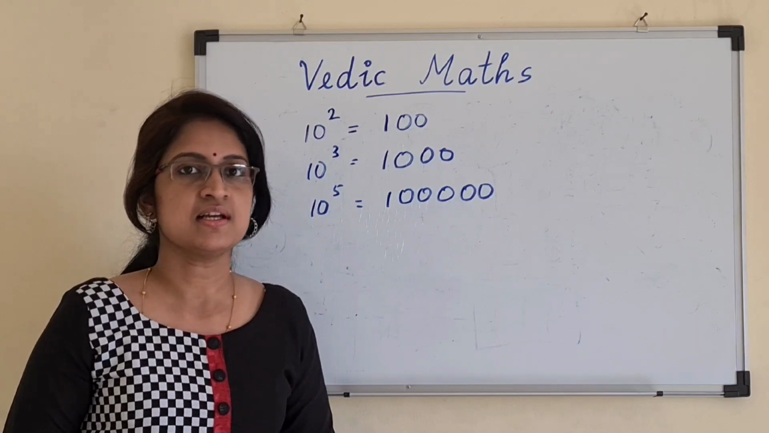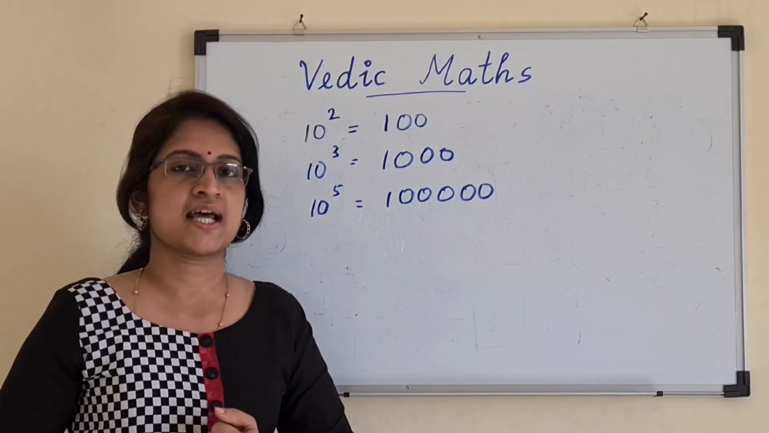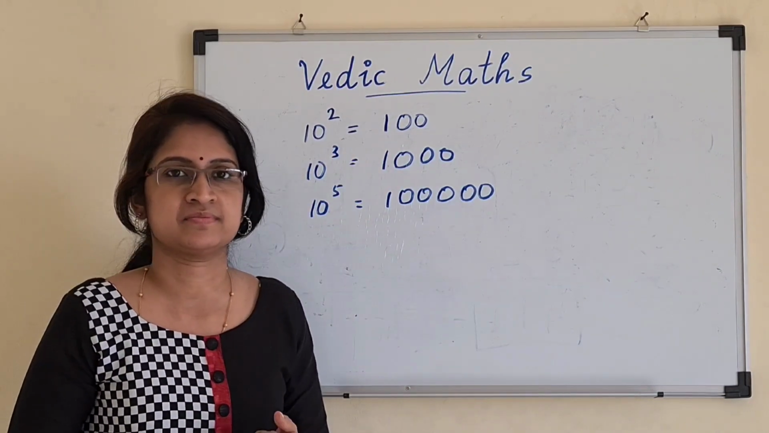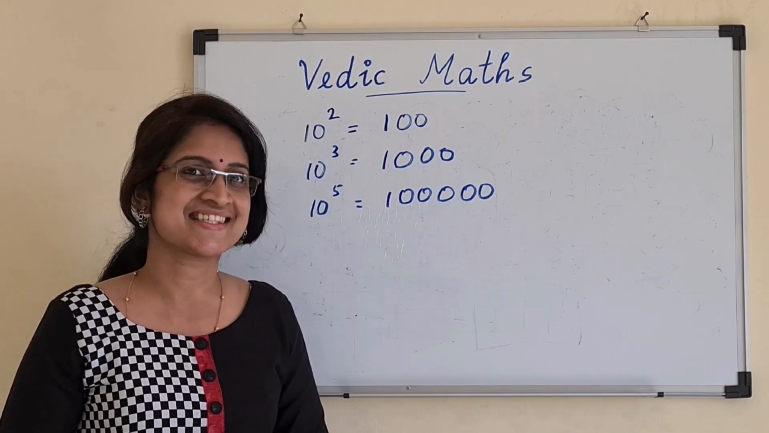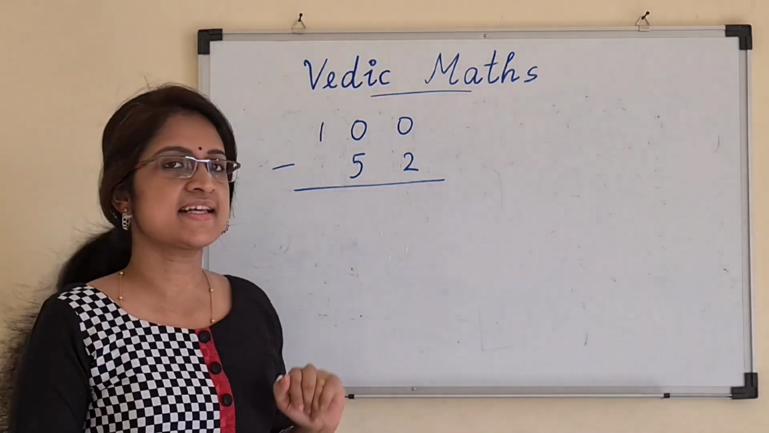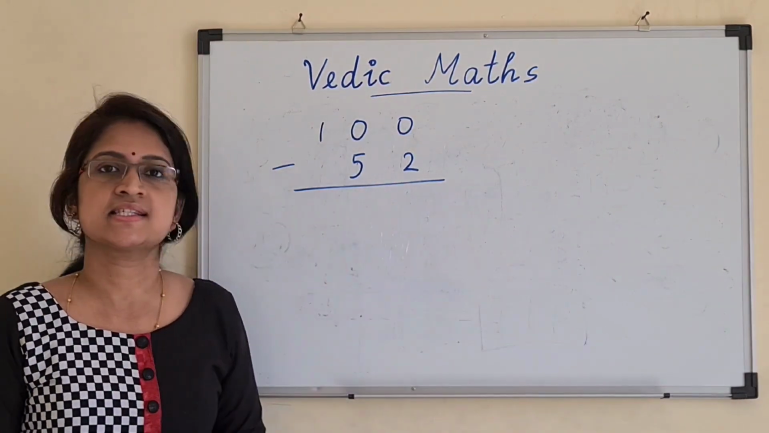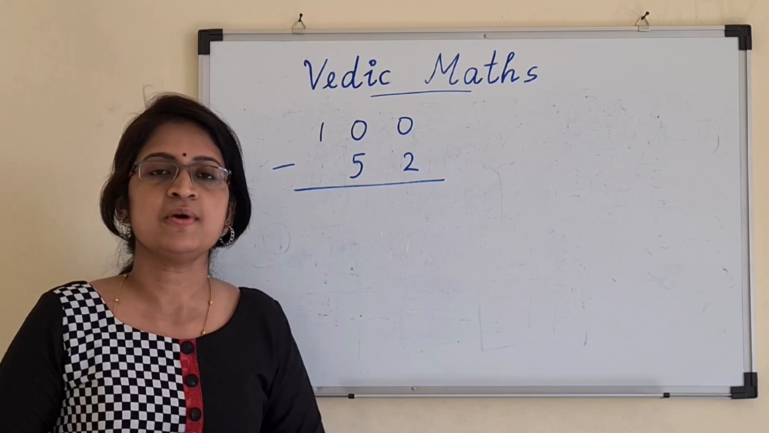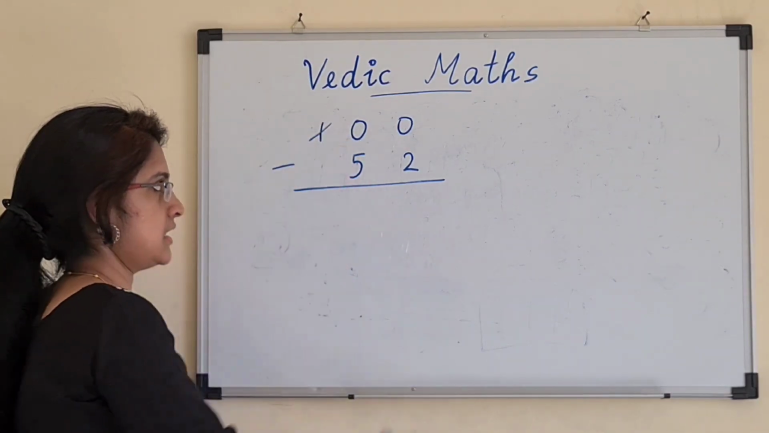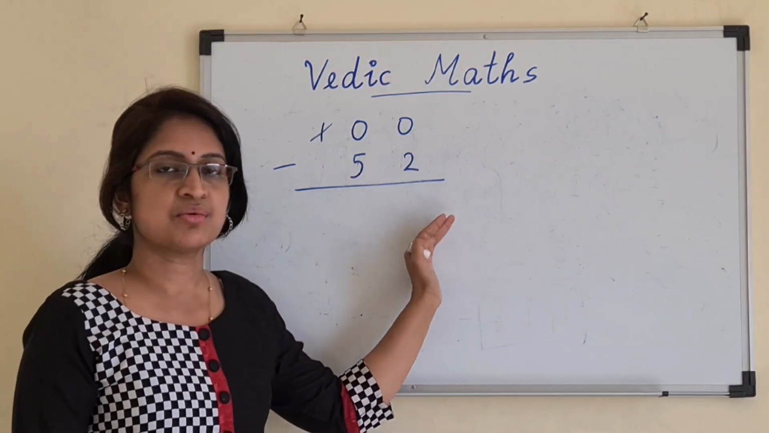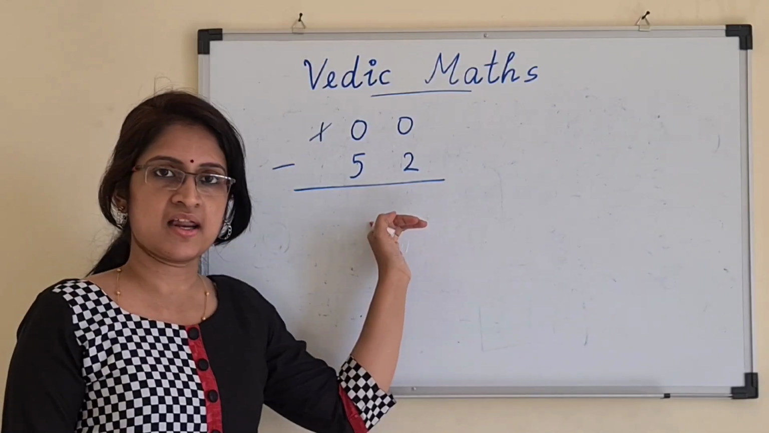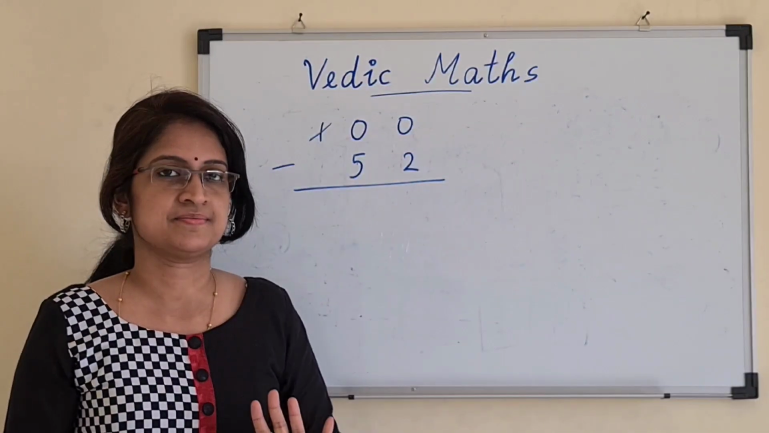So in this tutorial, I will show you how to subtract any number from a power of 10. We have a special formula for that. Let's see it. Let's see this example of 100 minus 52. So the formula says, ignore the first one, rest all digits, you have to make the sum of the digits equal to 9 except the last digit.